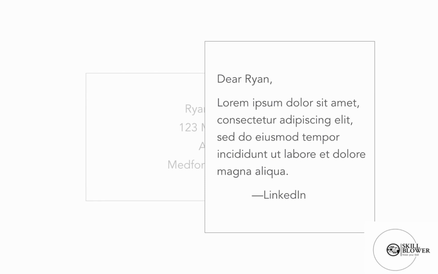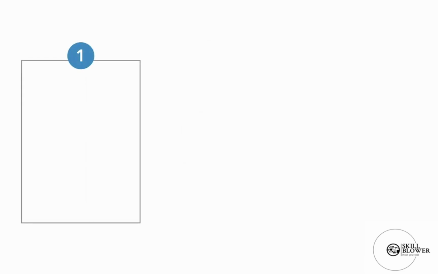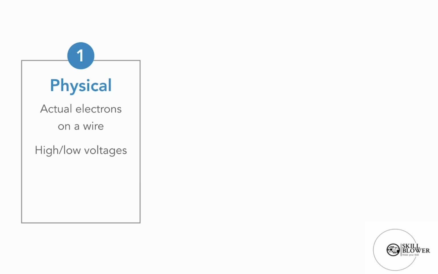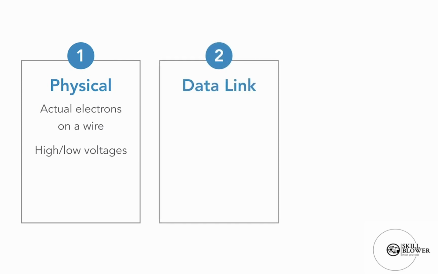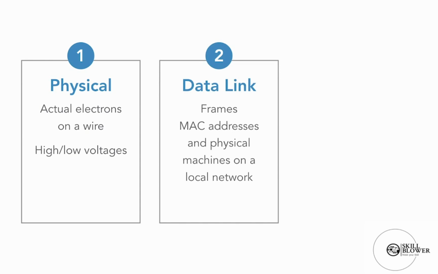You have the physical layer. This is literally electrons on a wire, so high and low voltage represents ones and zeros. This might be the ink on the envelope, in our letter example. Then you have the data link layer. This is the information that gets the data from your computer to the router. This is the layer with data frames and MAC addresses and that sort of thing. So, physical machines on the local network.